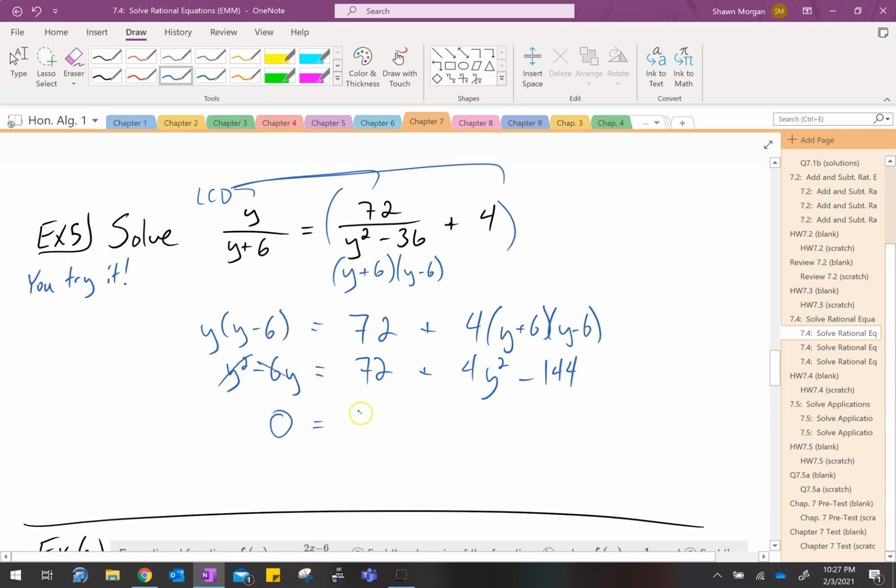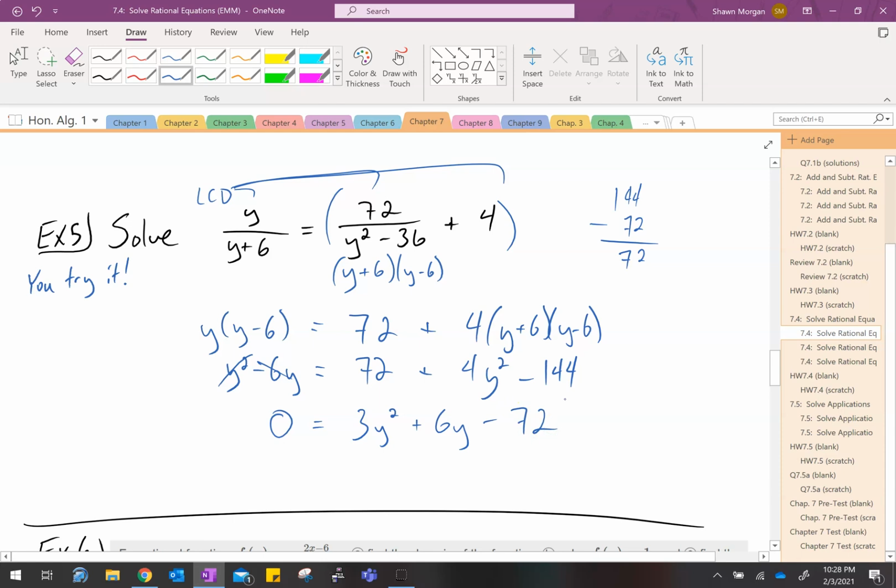And then reorder it. So we're going to have 3y squared plus 6y. And then 72 minus 144. Let's see here. 144 minus 72 is 72. So it'll be negative 72.